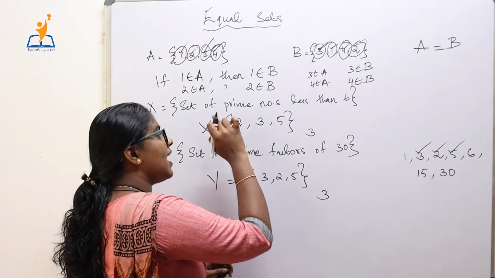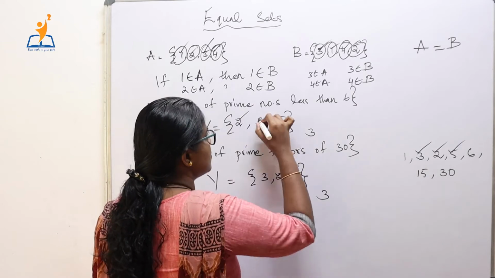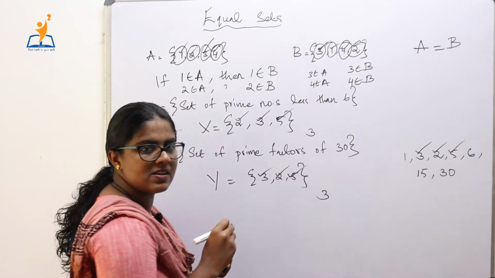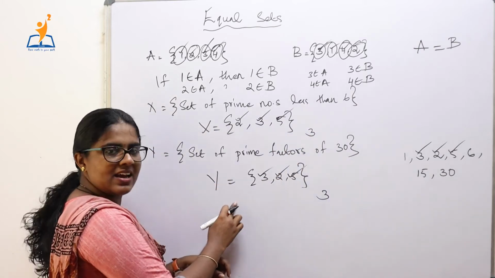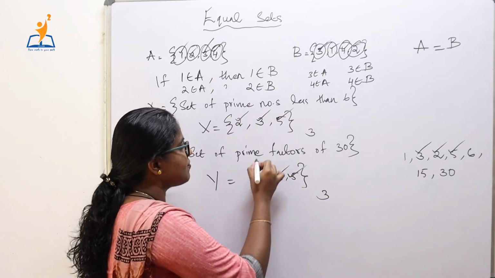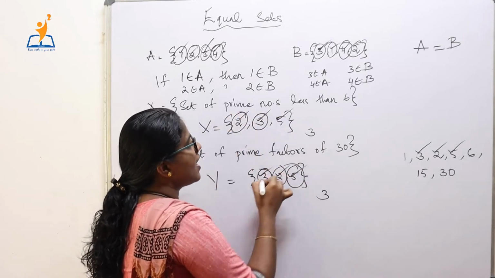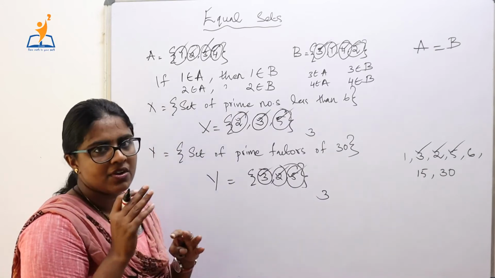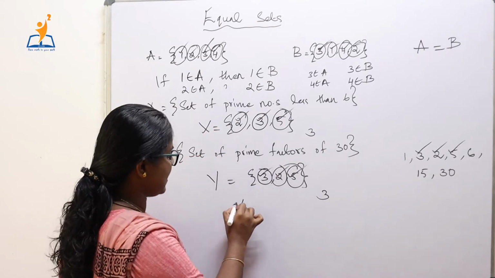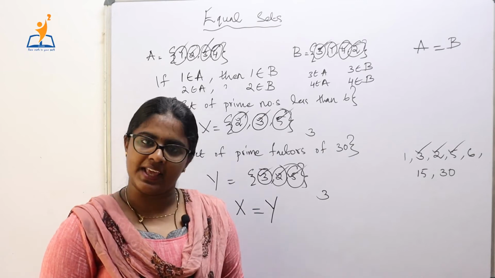Now let's check whether every element of X is in Y or not. Here there is 2, here there is 2, here there is 3, here there is 3 and here there is 5, here also there is 5. So every element of X is there in Y. Now let's check whether every element of Y is there in X. Here we have 3, here also we have 3, here we have 2, here also we have 2, here we have 5 and here also we have 5. So every element of Y is there in X. So we can clearly say that X equal to Y, or X and Y are equal sets.